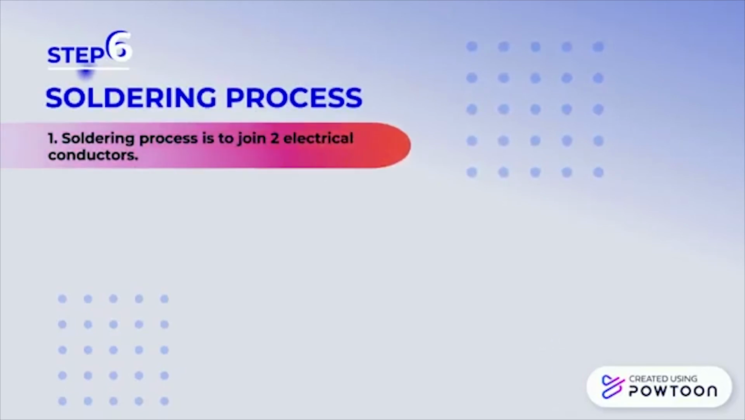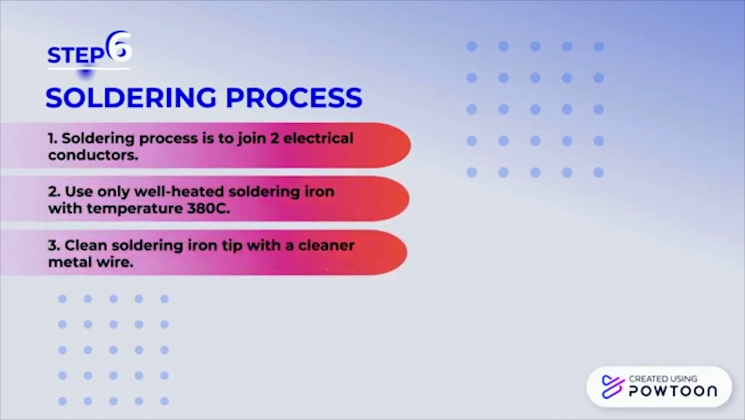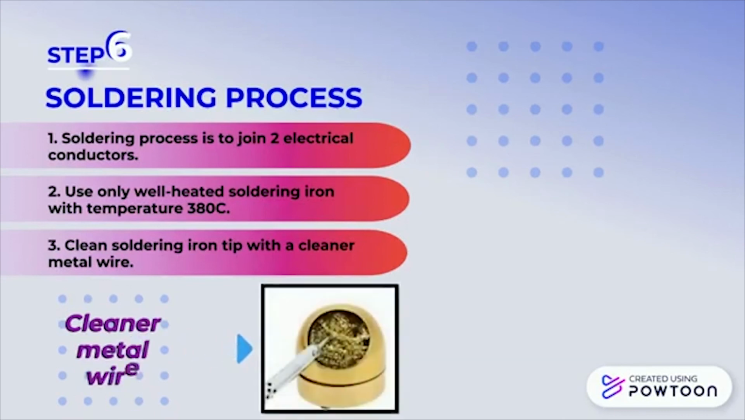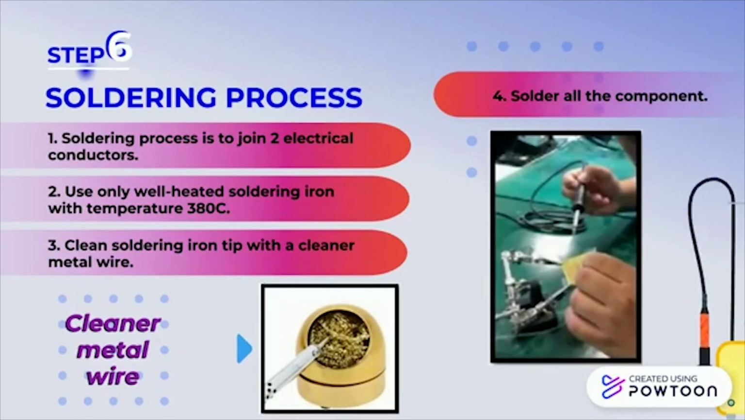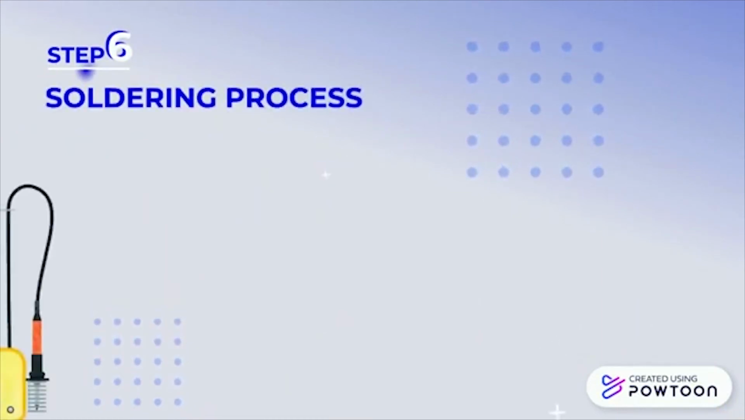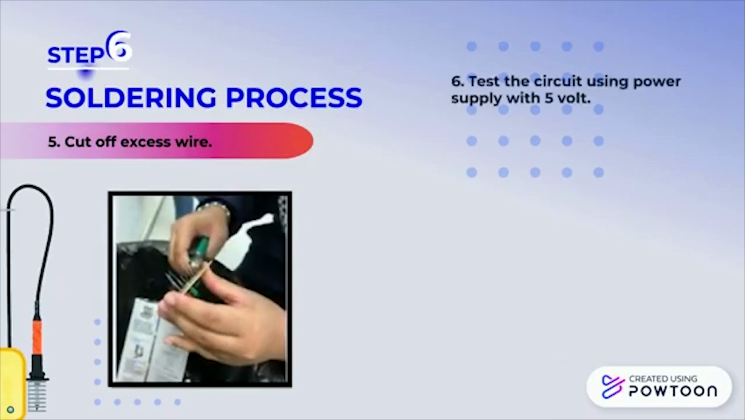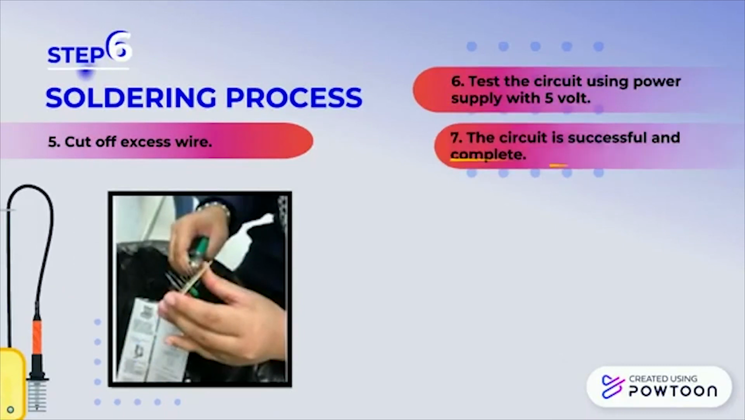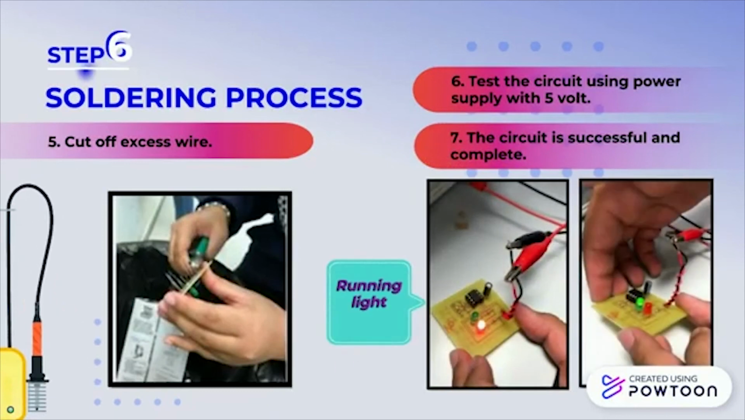soldering process. Soldering process is to join two electrical conductors. We use only a well-heated soldering iron with temperature 380 with a cleaner metal wire, and we solder all the components. Step 6. Still on the soldering process, cut off excess wire on the PCB and test the circuit using power supply with 5 volt. And if the running light is blinking, it means that it was successful.